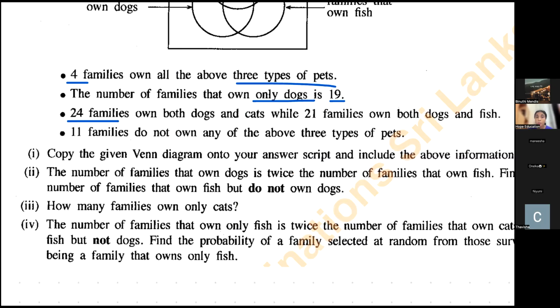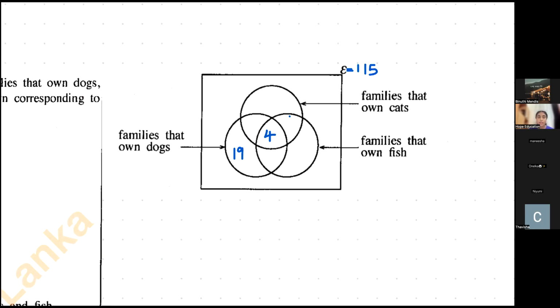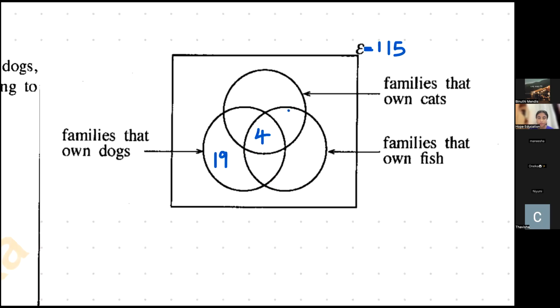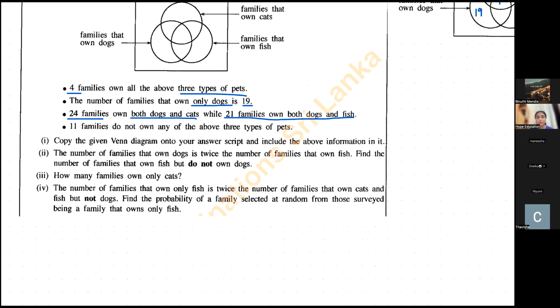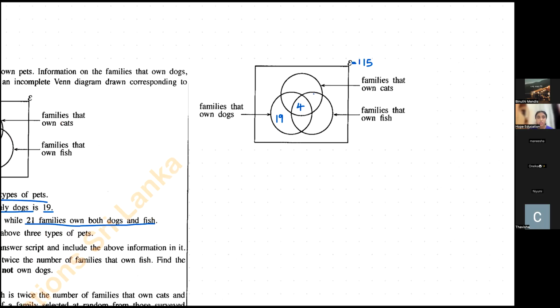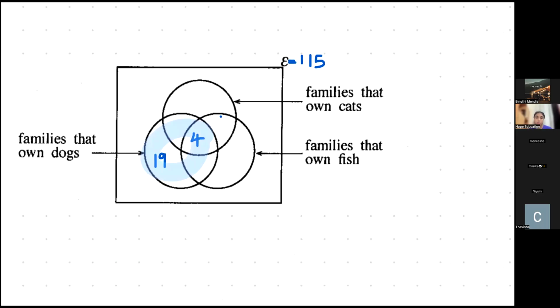Then, 24 families own both dogs and cats. 21 families own both dogs and fish. 24 families own both dogs and cats. The common part of dogs and cats is this part. What is the number again? I'm sorry, I forgot. 24 families, right? 24 families own both dogs and cats. Dogs are these people, cats are these people. Both dogs and cats means, do I put 24 here? Yes or no? It could be yes, it could be no.